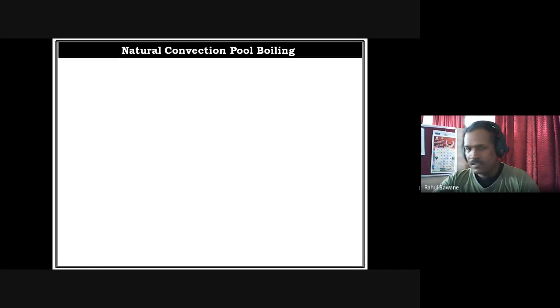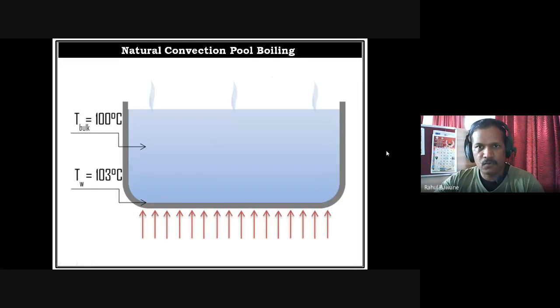Okay. So there are various types, various regions in boiling. One by one we will see. First we will see natural convection in pool boiling. As the picture shows, even as I supply the heat, the base plate of the pot gets heated and its temperature becomes 103, and the rest of the water reaches a temperature of 100 degrees centigrade.